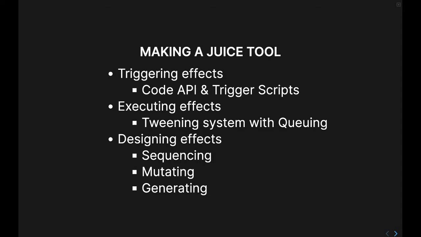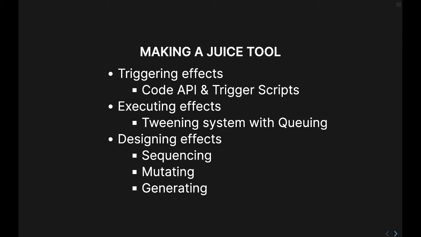When you want to make a tool for making juice, you have to look at three different things. Firstly, you need to be able to trigger the effects, and you do that with either a coding API or some trigger scripts. Secondly, you are looking to execute the effects, and you can do that using a tweening system that includes some sort of queuing, because when you have effect sequences, they need to align either at the end or with a little bit of delay or other things like that. And the tweening system is really good for that.